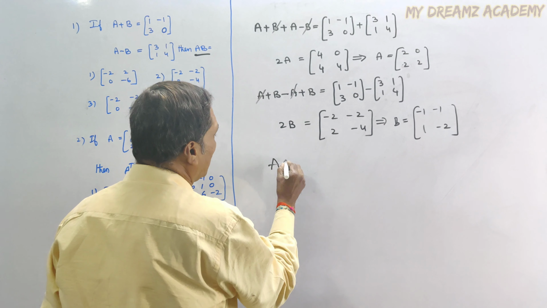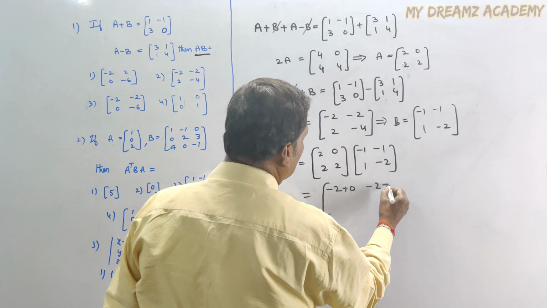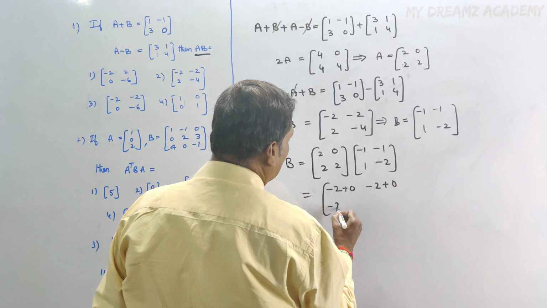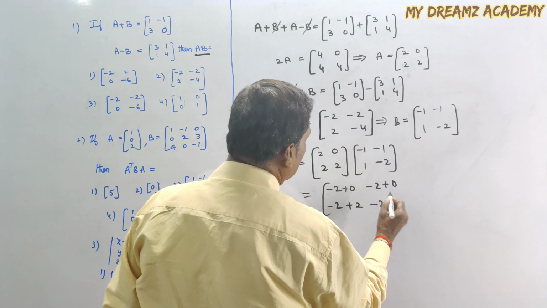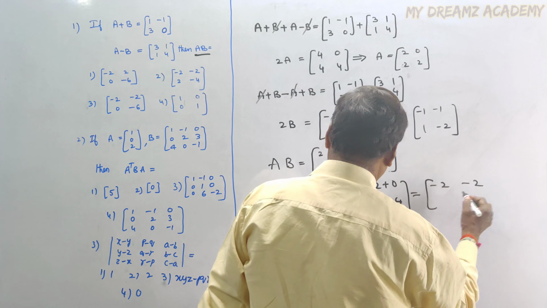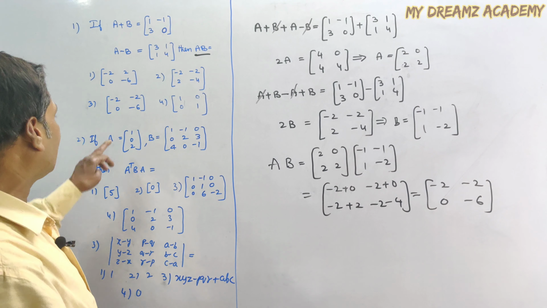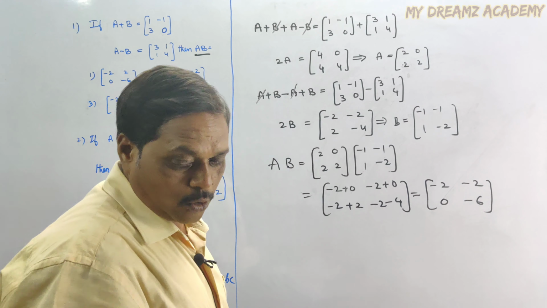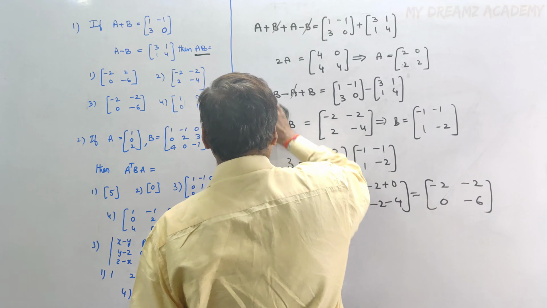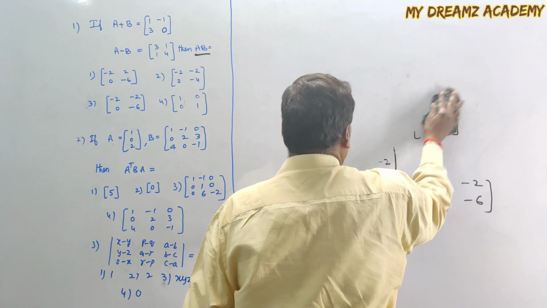2 0 2 2 into minus 1 1 minus 2. What is this? 2 into minus 1 minus 2 plus 0, 2 into minus 1 minus 2 plus 0, 2 into minus 1 minus 2 plus 2, 2 into minus 1 minus 2 minus 4, which is minus 2, 0, minus 6, minus 2, 0, minus 6, which is the third option. This is the first question, okay. So to find AB, you need to find first A and B. After finding A and B, just you find the product AB.